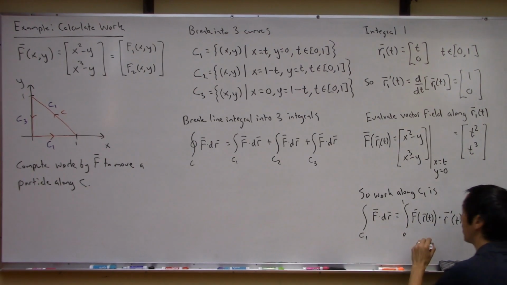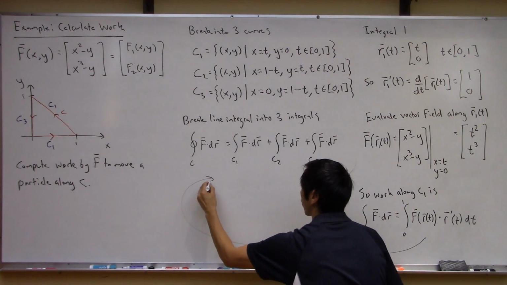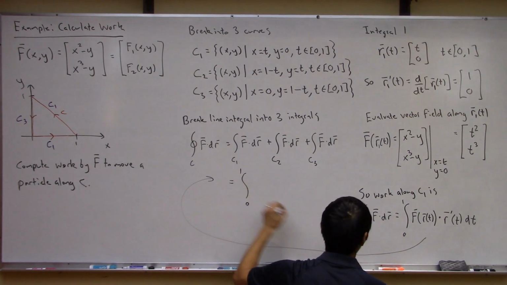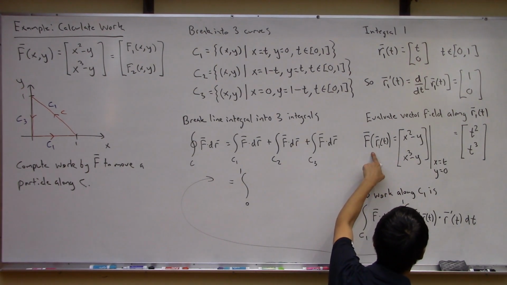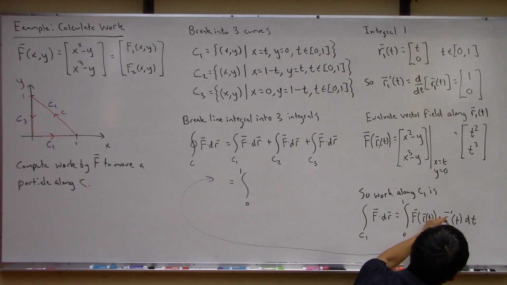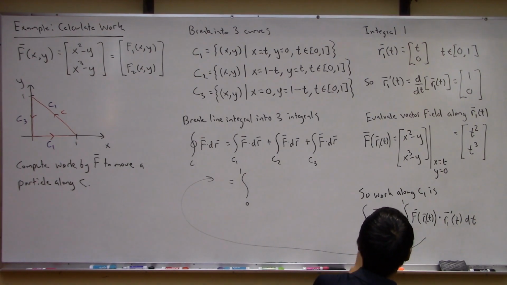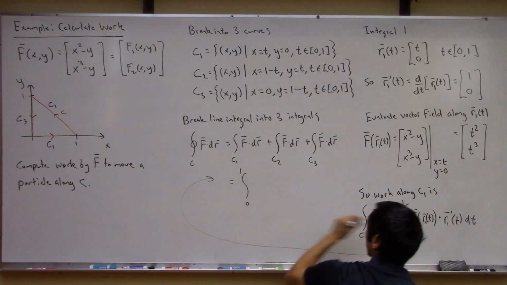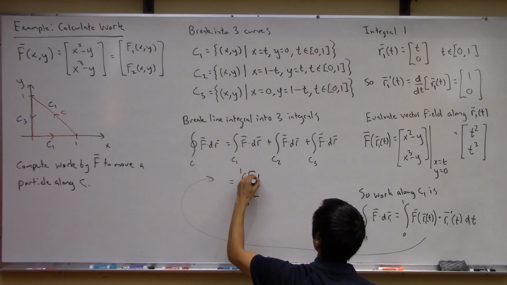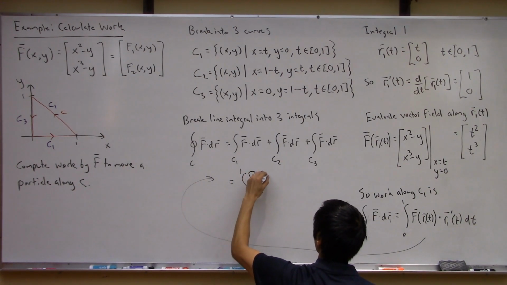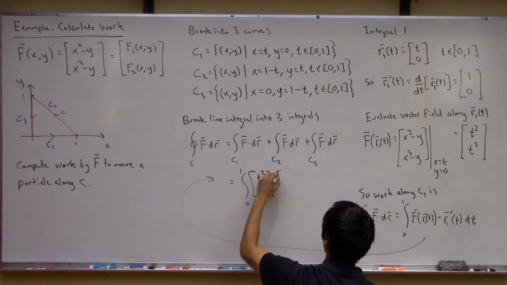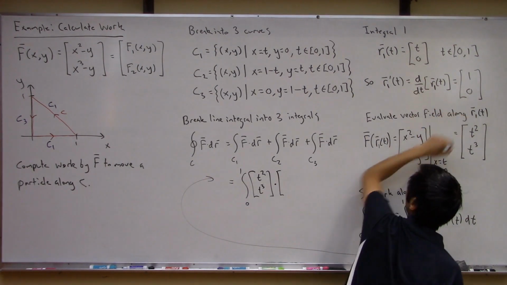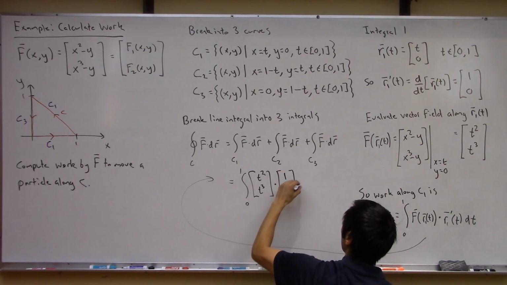I ran out of space, so let's continue this work over here. That side becomes the integral from 0 to 1 of F of r1 of t. I probably should have put 1s on these, because we're looking at the first curve. So I need to put in t squared, t cubed. It's a 2 by 1 vector dotted with r1 prime, which is right up here, so dotted with 1, 0 dt.